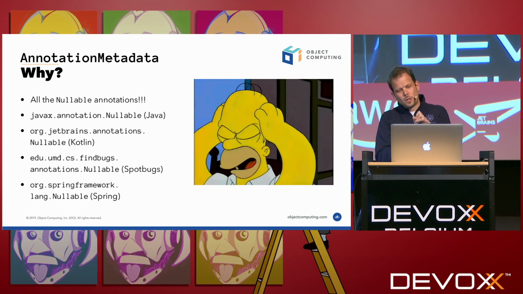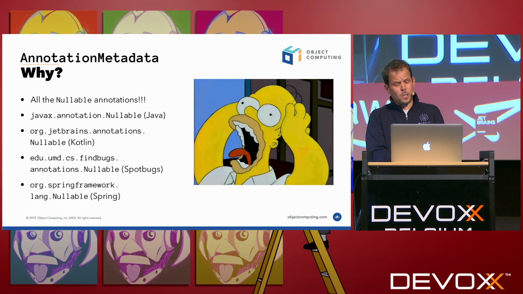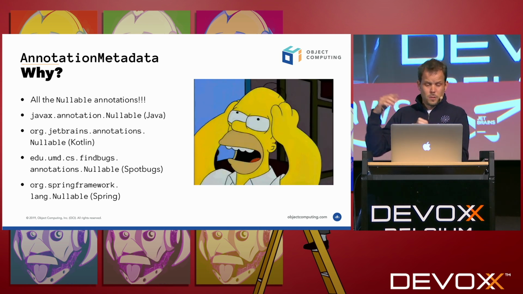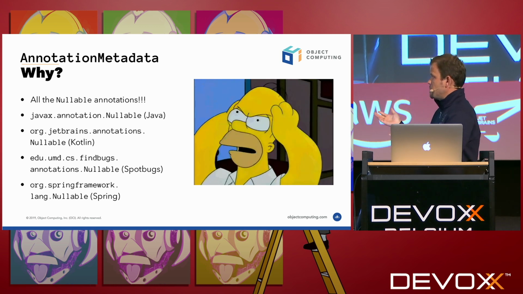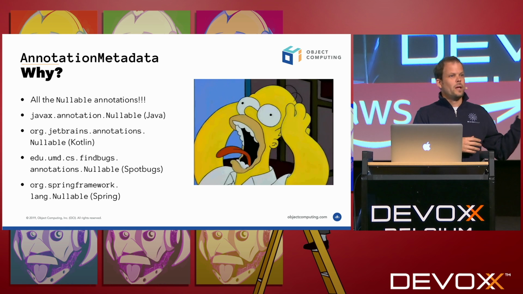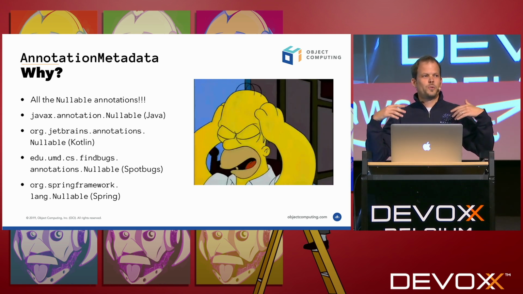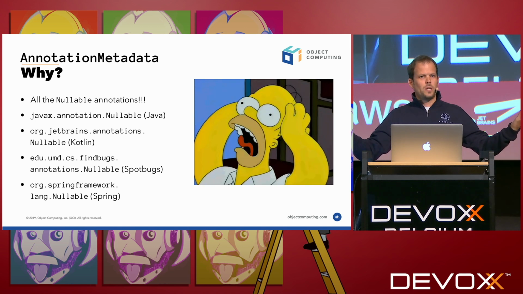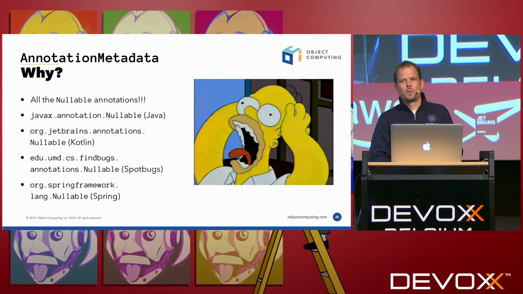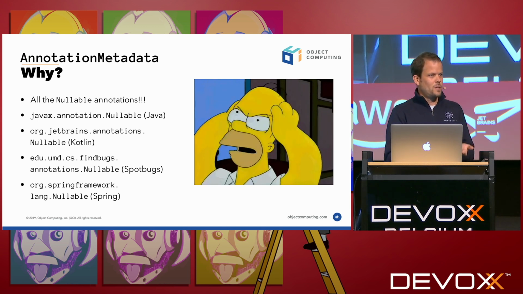javax.annotation.Nullable. You've got org.jetbrains.annotations.Nullable, which is what Kotlin uses. You've got edu.umd.cs.findbugs.annotations.Nullable, which is the one from SpotBugs. And then Spring, for whatever reason, has their own version of Nullable. So we've got all these nullable annotations. If you're trying to write a runtime and you want to check whether something is nullable, what do you have to do as a framework developer? Do you have to write a check for every single annotation under the sun? No.